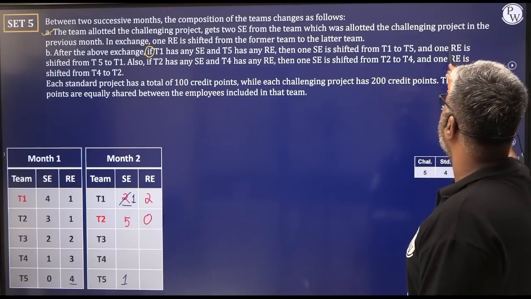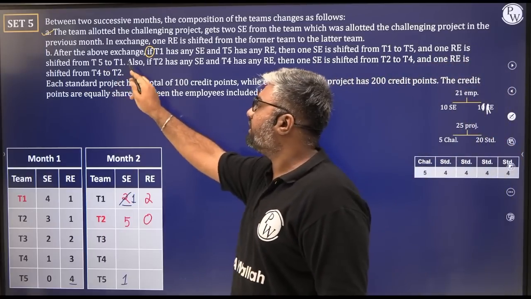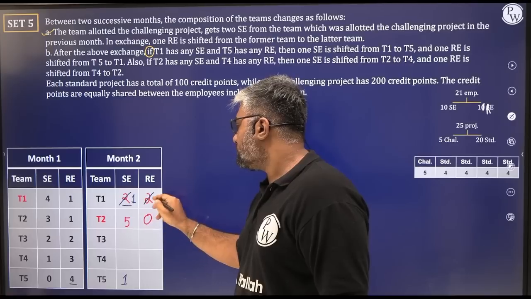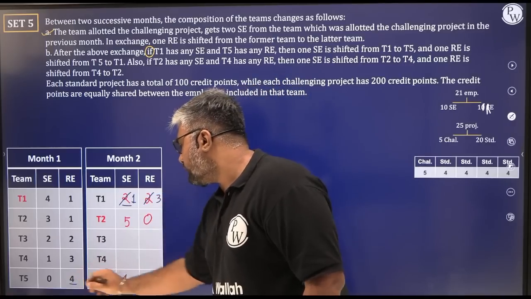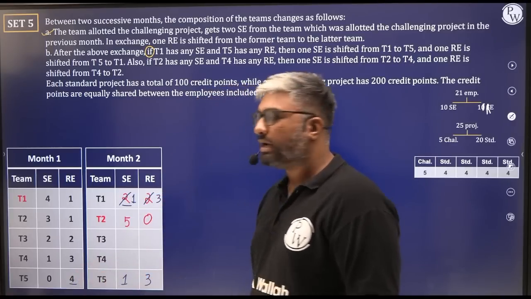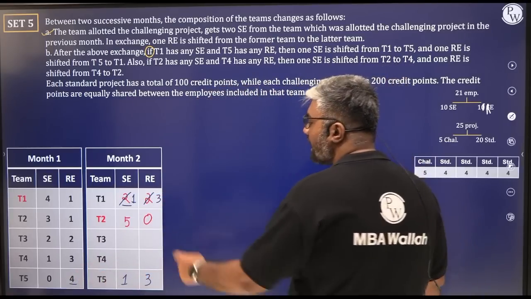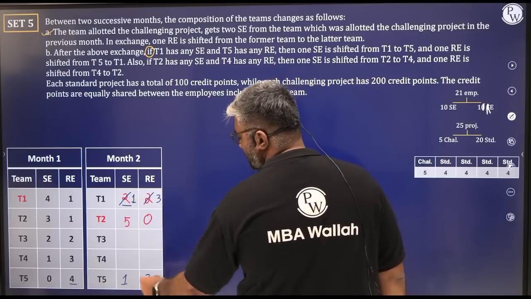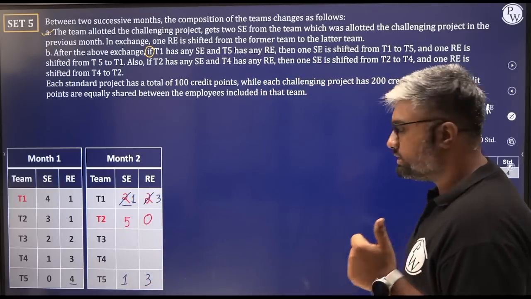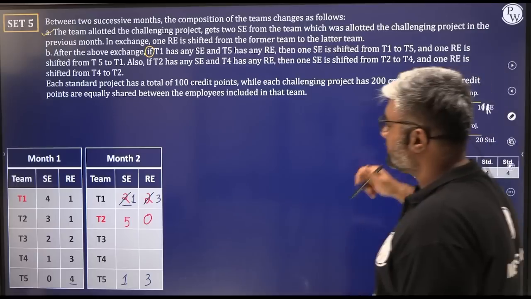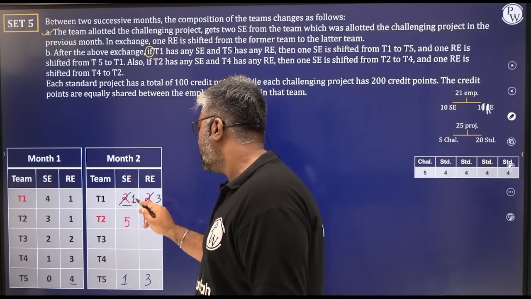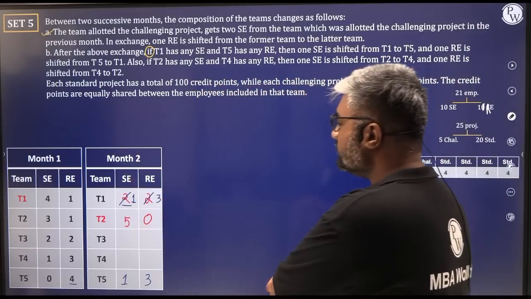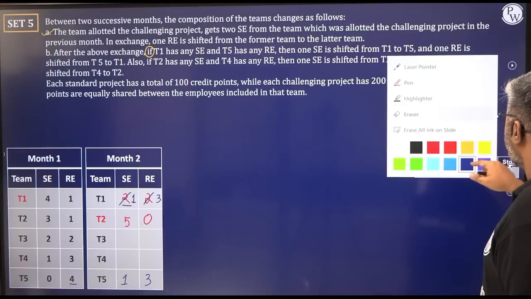and in exchange, one RE is shifted from T5 to T1. So this was 2, this will become 3. This was 4, this will become 3. I hope you're getting this, right? Either which way, we still have 1 plus 3, 4 employees, 1 plus 3, 4 employees. So this is going to be our new month 2, okay? The ones in blue, jo bhi blue mein hai, that will be our new.